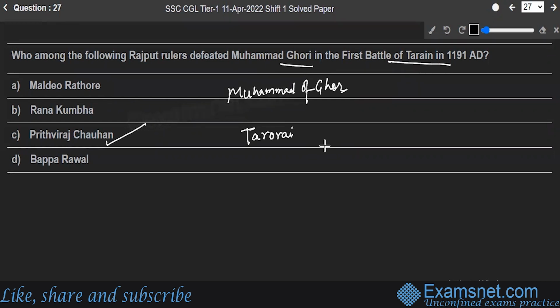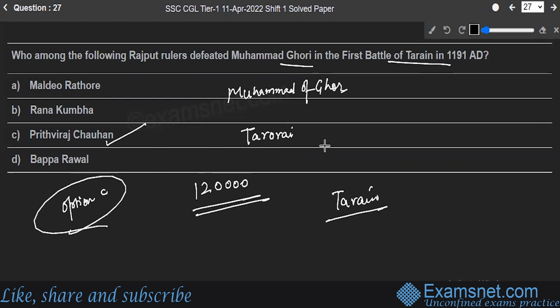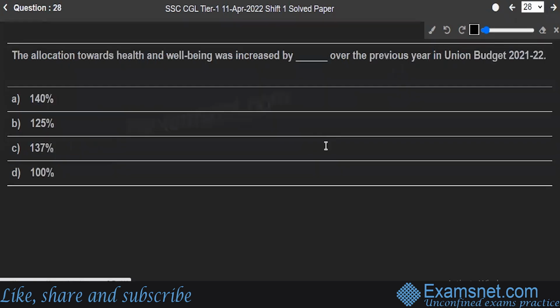After the Ghurid armies were routed, they retreated to Ghazni, leaving a garrison of 2,000 soldiers. And due to the delay of the Rajput army of 13 months, by that time Shahabuddin raised a stronger army of about 120,000 men and invaded again, leading to the second battle of Tarain. So I hope you are clear with this question. The correct answer is option C, Prithviraj Chauhan. Now let's move to the next question, number 28.